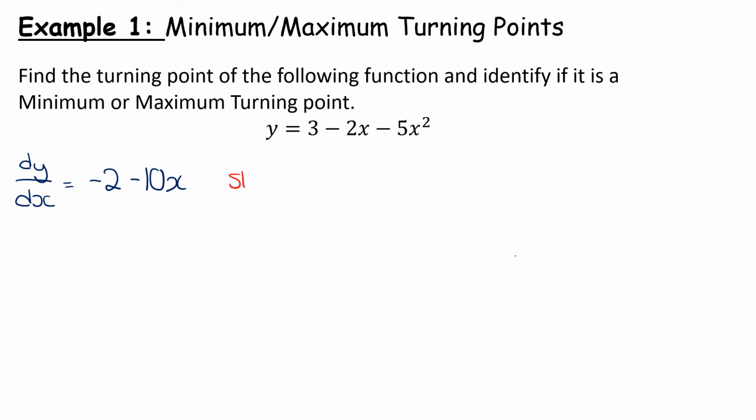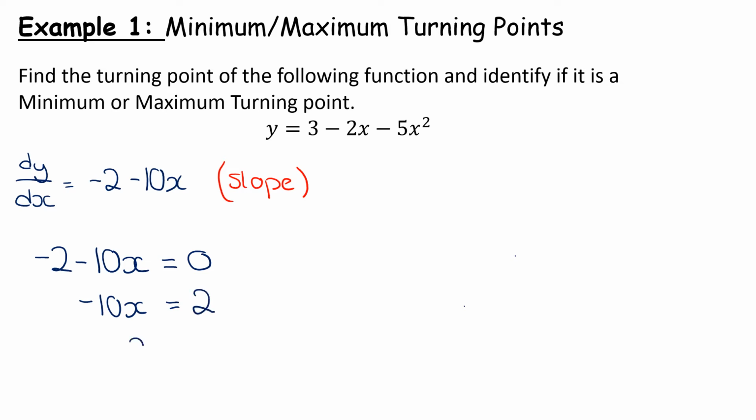I think it's a really good habit to get into to always label dy dx as slope. Think of an exam situation where you're very stressed, this kind of thing can easily slip your mind. You know this, but just as a fail-safe, write it in beside it. We're trying to find the minimum or maximum point. We know that this happens when the slope is 0. So we let the slope, minus 2 minus 10x, equal 0. So we get minus 10x equals 2. So x is equal to minus, it simplifies to 1/5.